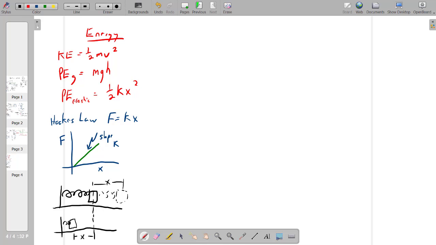Okay, so that's your PE elastic. So remember conservation of energy. It's your energy initial is equal to your energy final. And you could have different terms, it depends on what you have.